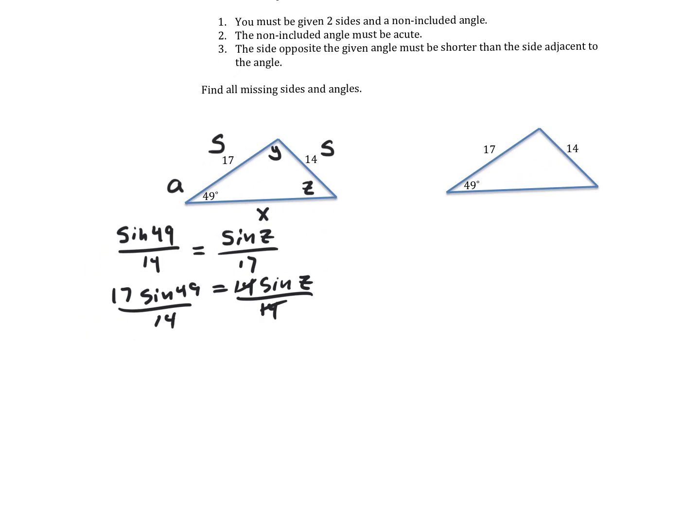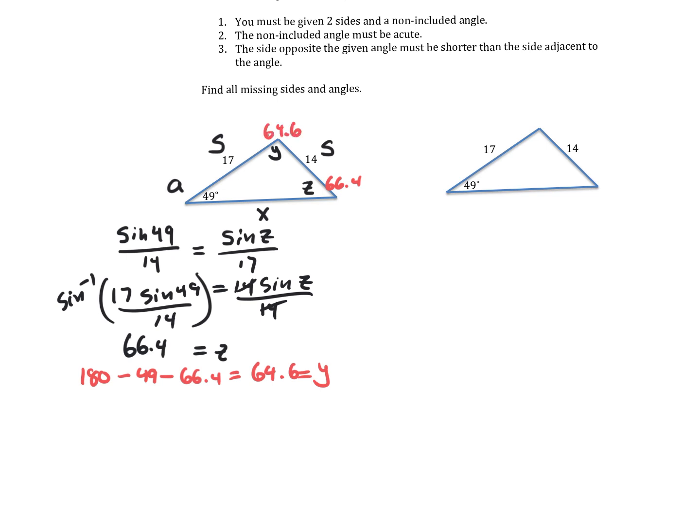Now, in order to solve for the angle Z, you have to do the inverse sine of that whole part there. When you do the inverse sine of that, you end up with Z is equal to 66.4, and I'm just rounding to the nearest tenth there. Once you know angle Z is 66.4, we can find angle Y because there's 180 degrees in a triangle. So if I subtract 49 degrees and subtract 66.4 degrees, that will give me the measure of angle Y, which is 64.6.